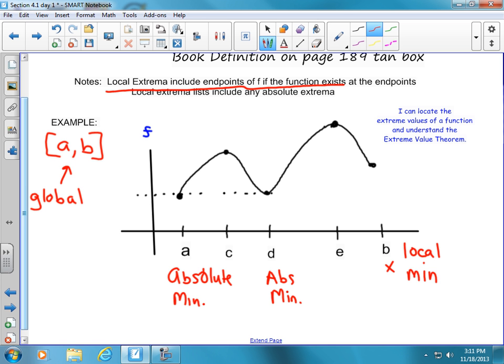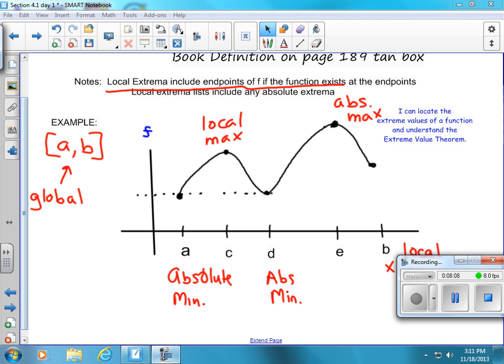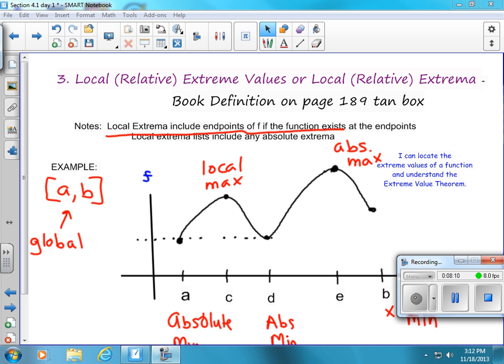Okay, so let's then look at the two maximums. These are both maximums. One is bigger than the other, so this one we're going to call a local max. This one we will call an absolute or global max. Okay, so that's what we have for maximums. And that's your lesson on global maximums and minimums and local maximums and minimums, the beginning of chapter 4.